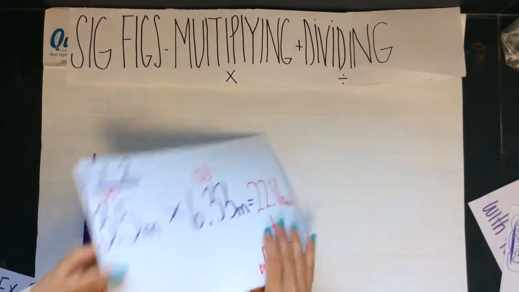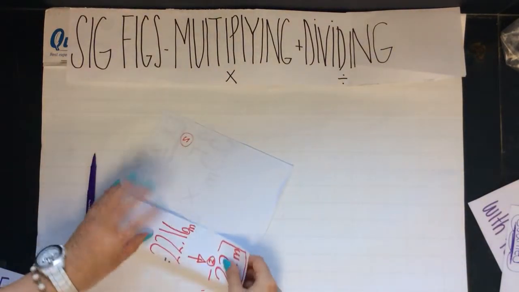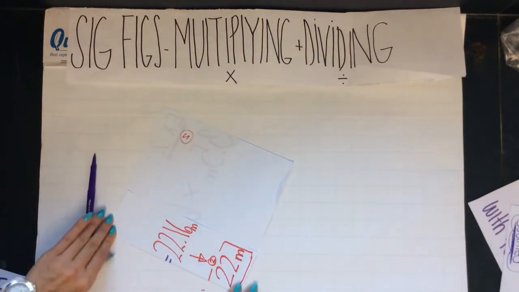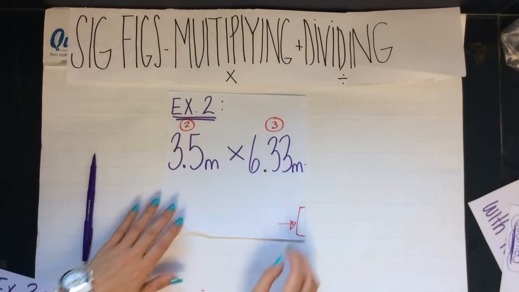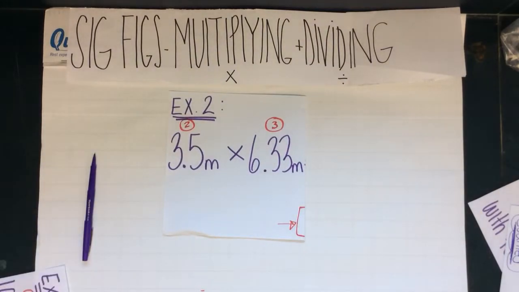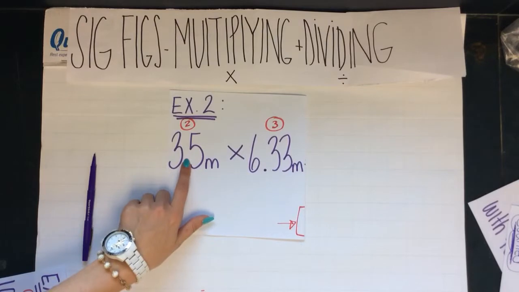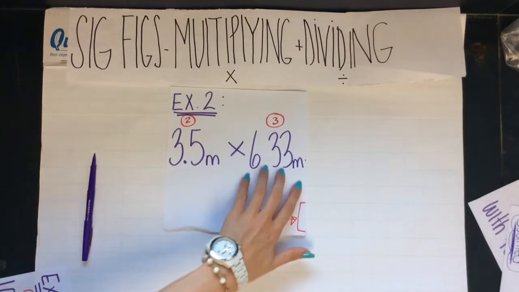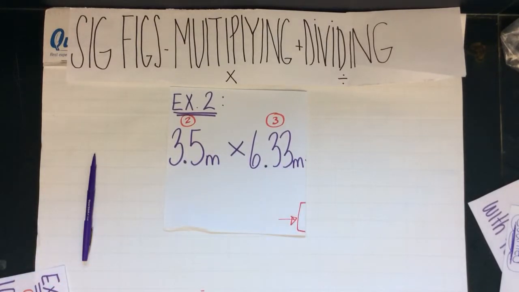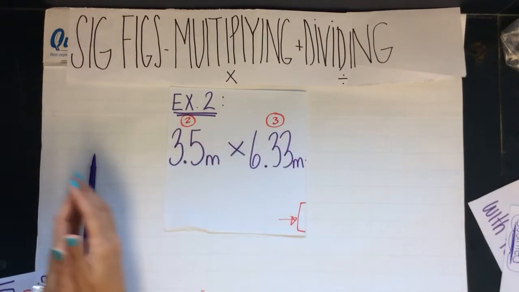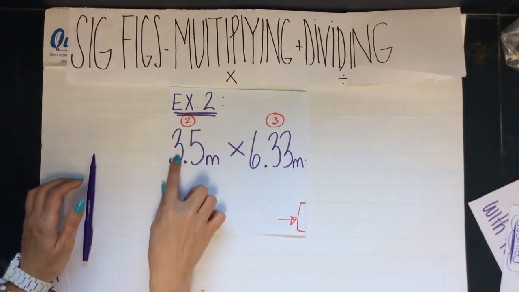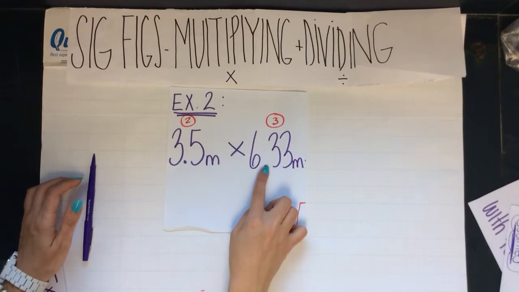Here is my second example, and again, I'm just going to fold back the answer for right now. Don't cheat. All right, here we are. 3.5 meters is my first measurement. Here's my second measurement, 6.33 meters. Clearly, I used 2 different pieces of equipment. This one gives me 2 sig figs. This one gives me 3 sig figs.